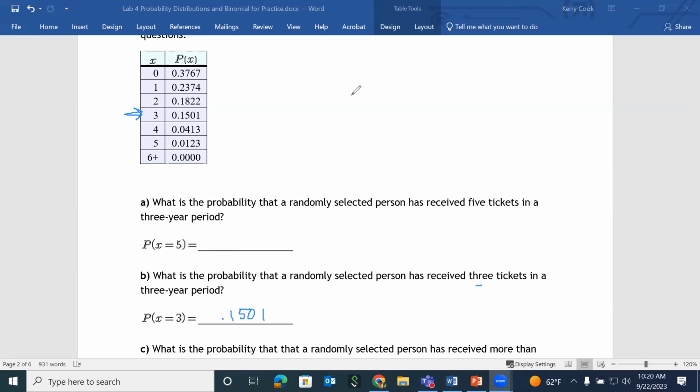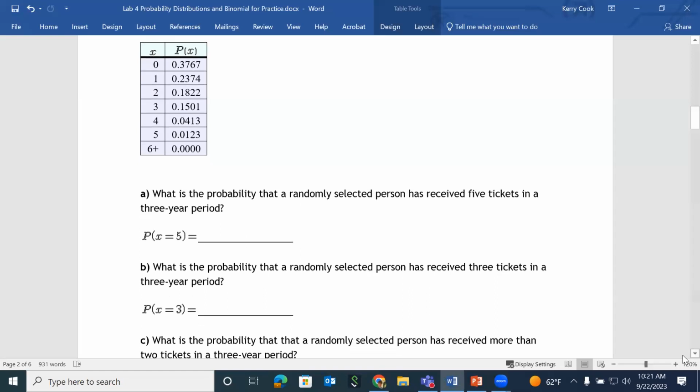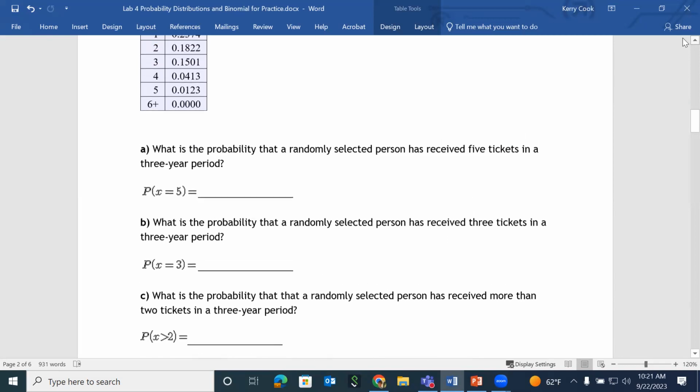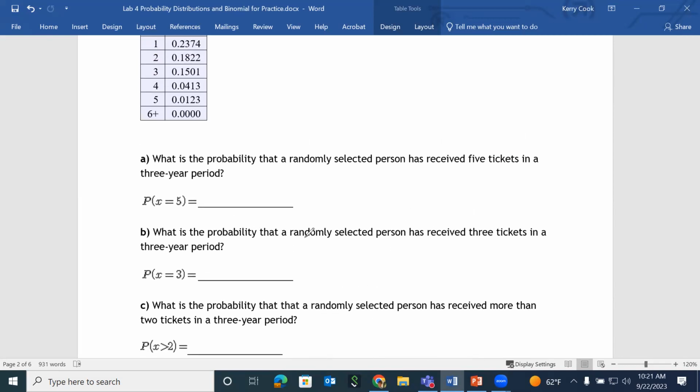For the next couple of examples, what we're going to be doing is considering the probability of multiple events happening together from this same scenario of speeding tickets. So let's read part C together here. Part C, what is the probability that a randomly selected person has received more than 2 tickets in that time period? More than 2. So you want to be careful. And remember, we're trying to use good logical sense. More than 2 means 3 or 4 or 5 or 6 plus. So any of these outcomes are included in more than 2. 2 is not part of the group.